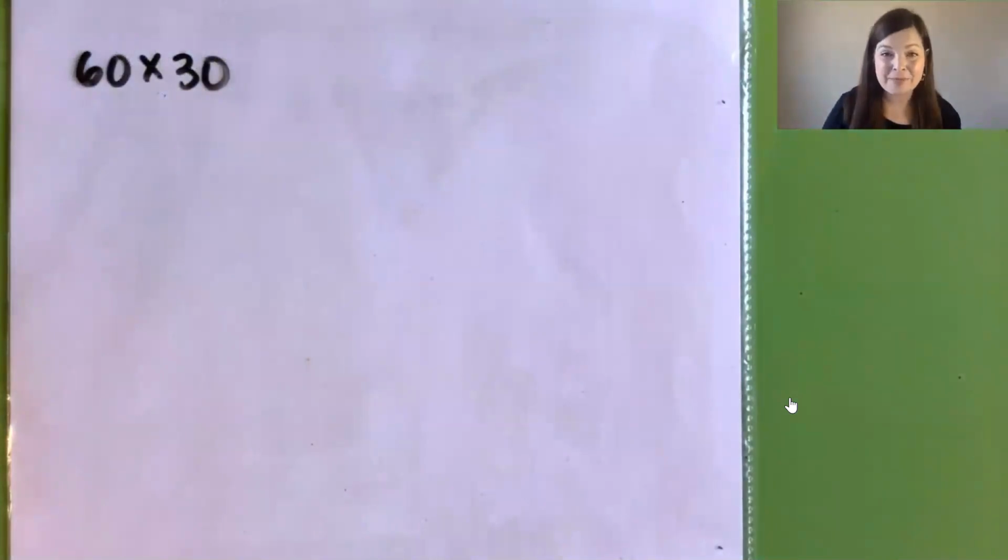Let's try another problem. 60 times 30. Pause the video and solve the problem. If it's helpful for you, you can use an area model and explain the strategy that you're using out loud. Then come back and we'll discuss.